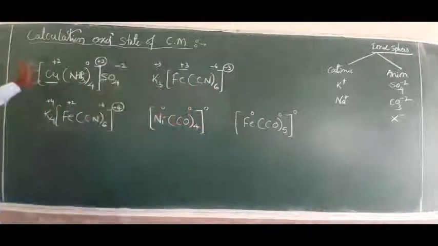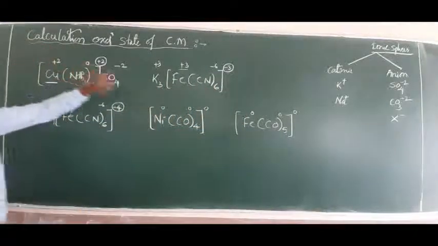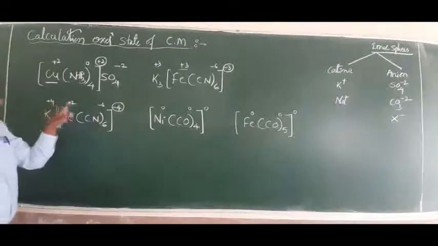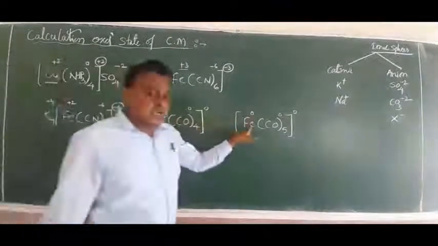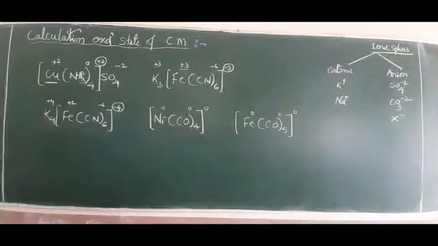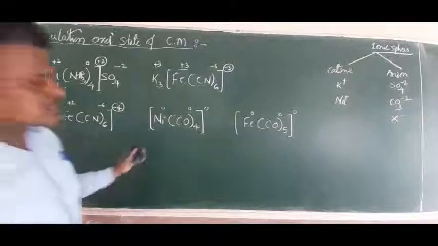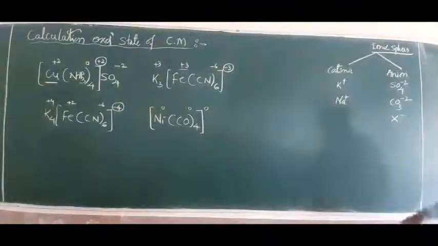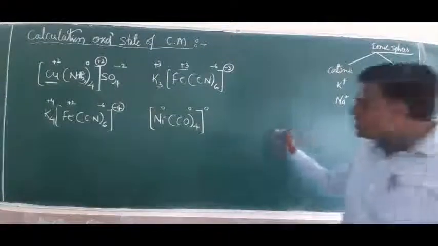The oxidation state of copper is +2, the oxidation state of iron is +3 in one and +2 in the other, and here nickel is 0 and iron is 0. Similarly, you can easily calculate so many complexes in our syllabus based on the components.